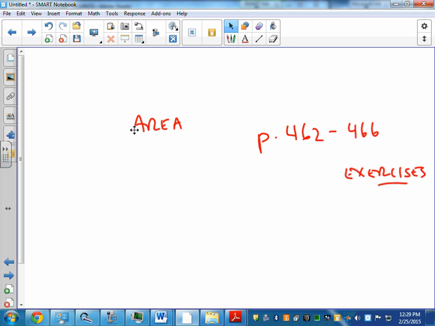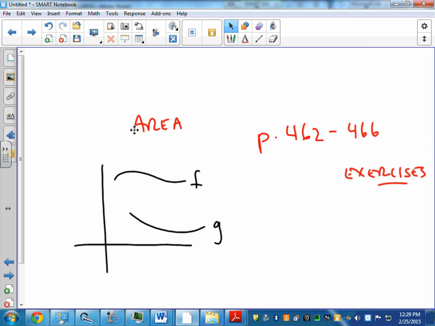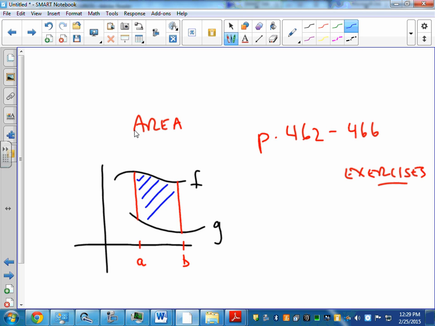Okay, so here's the idea. Looking in your text, if you have a function f and a function g, and you have particular values on the x-axis, say a and b, then the area bounded by f and g, and on the left and right by the lines x is equal to a, this vertical line, and x is equal to b, this vertical line, that area is given as a definite integral.